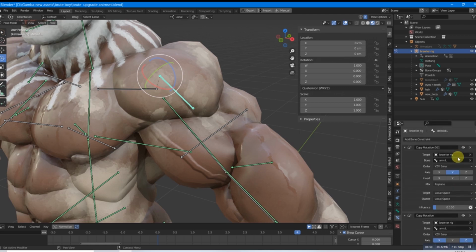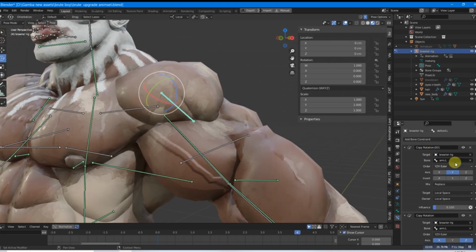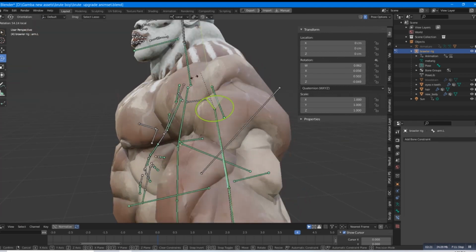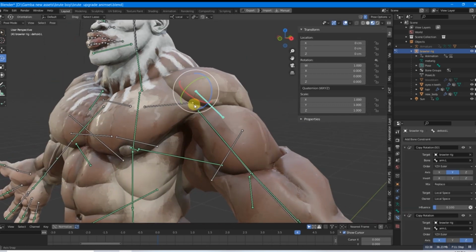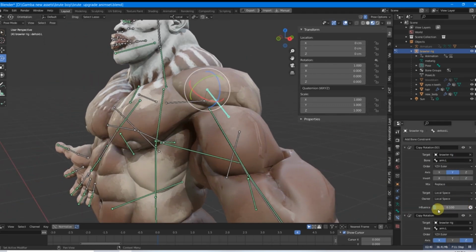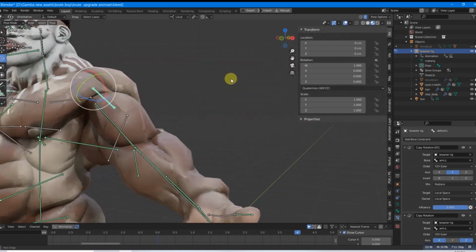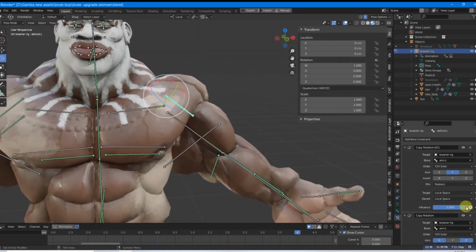I made another copy rotation constraint that takes only the Y axis while I disabled the X and Z, and it takes this at a value of 0.1. This is because it doesn't follow the rotation completely. If I was to put everything together and put it at a value of 1, this is what will happen. It would take it completely, but I wanted more control. So you can still, you know, play around with that.